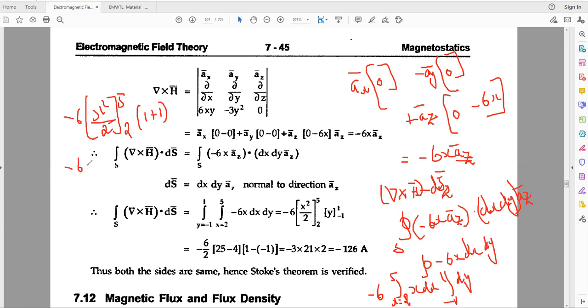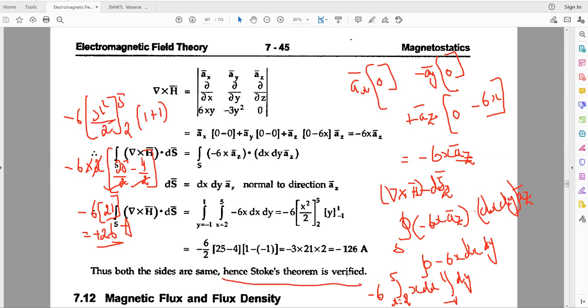So minus 6 into 2, 25 by 2 minus 4 by 2. The 2 gets cancelled here. Minus 6 into 21, that is equal to minus 126 amperes. Both sides are the same, hence Stokes theorem is verified.